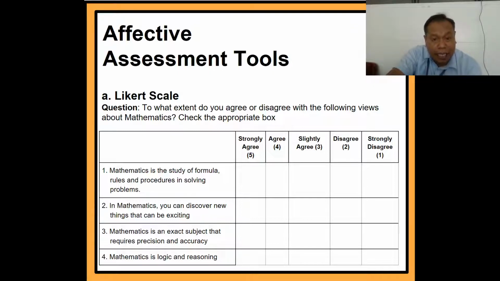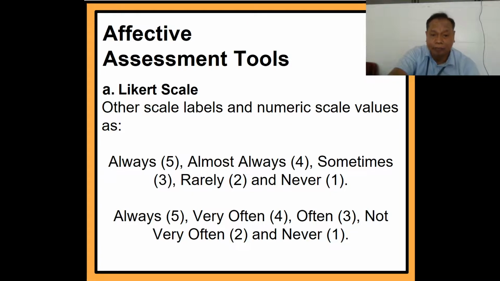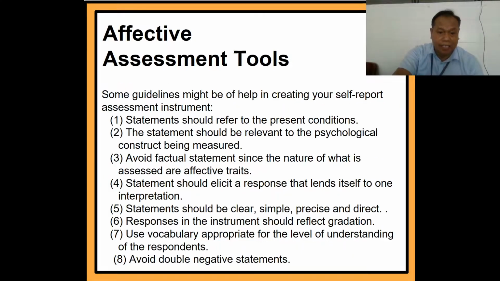For example, statement 4, mathematics is logic and reasoning. So the students are requested to answer or click one answer only. There are other scale levels and numeric scale values such as always, almost always, sometimes, rarely, and never. The other option would be always, very often, often, not very often, or never.